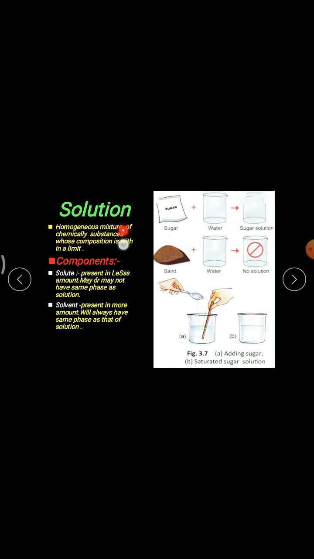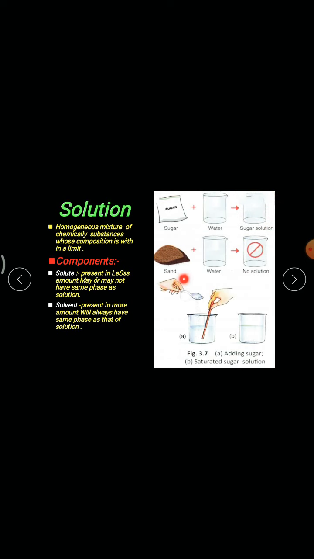What is a homogeneous mixture? A homogeneous mixture is a mixture in which the composition is uniform throughout. You will not be able to identify the boundaries between the solute and the solvent. For example, I have taken sugar as solute and water as solvent, and the resulting mixture is a solution. I can say it is a solution because I am not able to find any particle of sugar. I am not able to identify where the particles of sugar are present and where the water is. It is all uniform throughout.